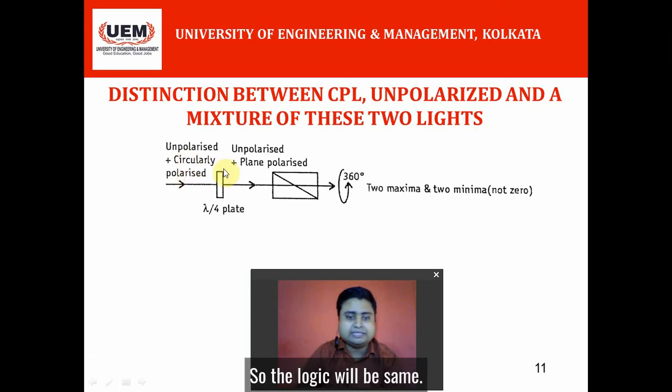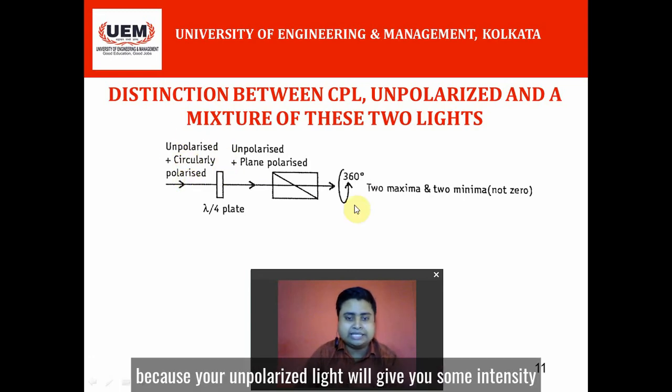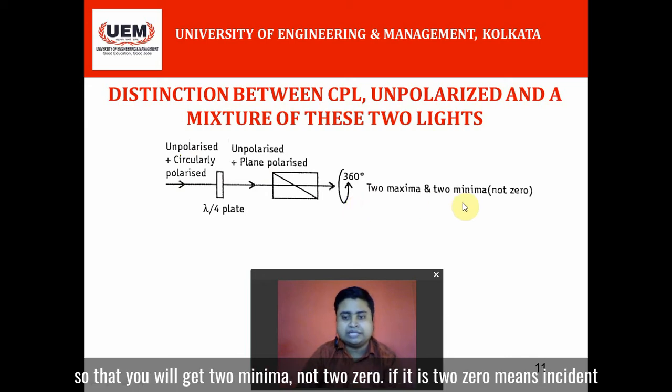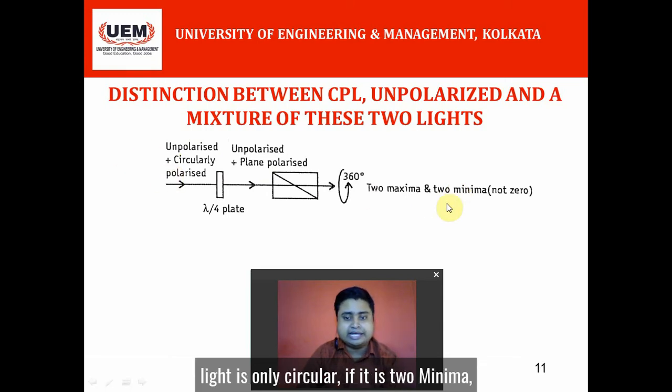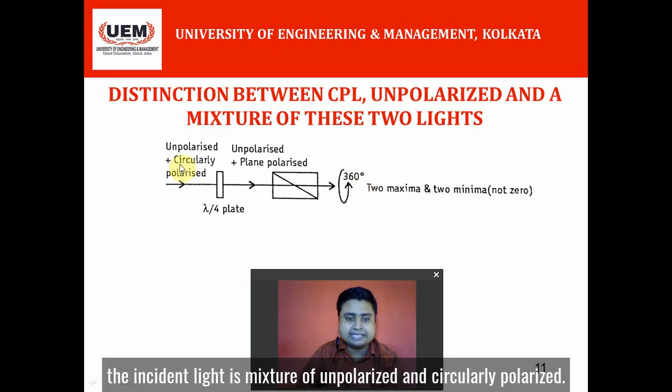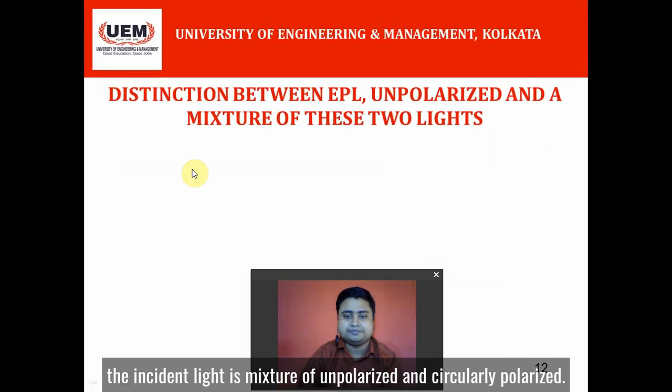So the logic is the same, because your unpolarized light will give some intensity, so you will get 2 minima, not 2 zeros. If it is 2 zeros, the incident light is only circular. If it is 2 minima, the incident light is a mixture of unpolarized and circularly polarized.